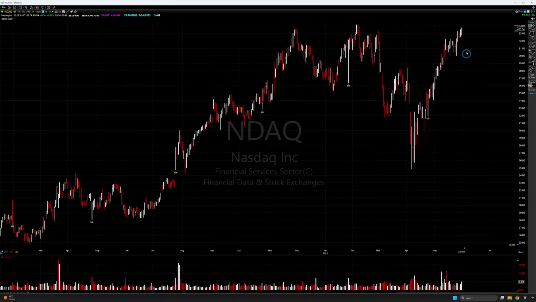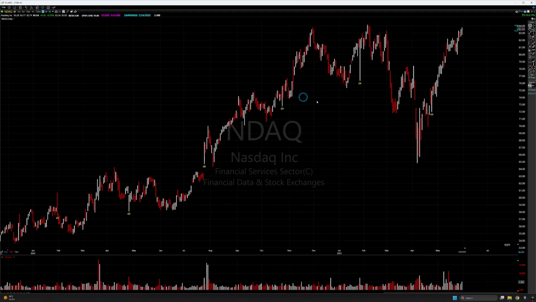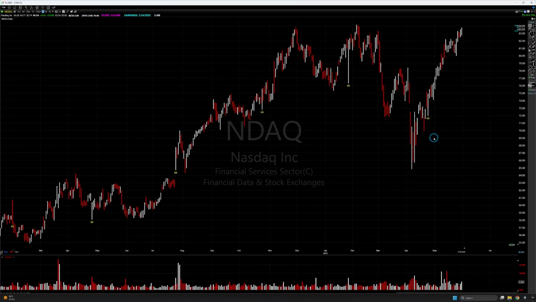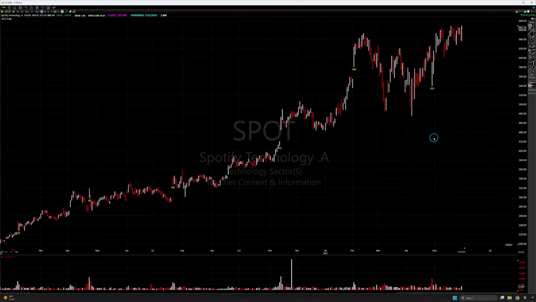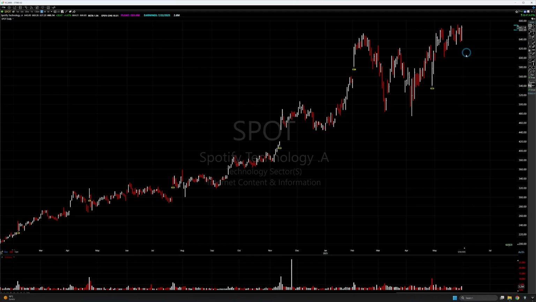Now, this one is a little bit tricky on the daily chart, but if you look at the weekly chart, you'll see we're just about to break the highs. What else? We have Spotify. Spotify, very interesting formation as well. However, this is a little bit loose, 6%. It's not as good as CrowdStrike. Let's put it this way.